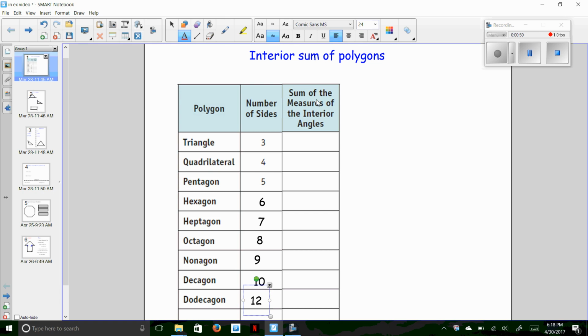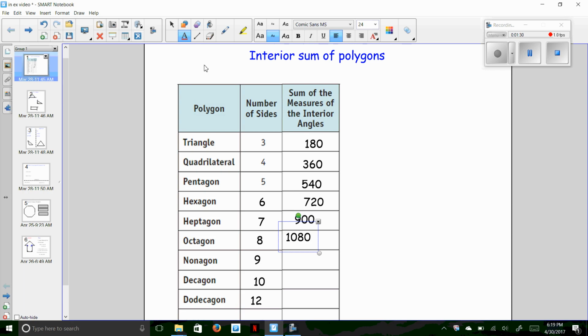All right, so let's talk about interior sums here. Hopefully everybody watching this remembers the interior sum of a triangle is 180. Let's see if you remember the interior sum of any four-sided shapes, 360. Some of you might not know, but the pentagon is 540. Hexagon is 720. And the heptagon is 900. One more, our octagon, 1080.